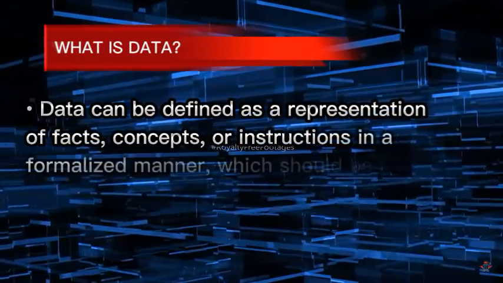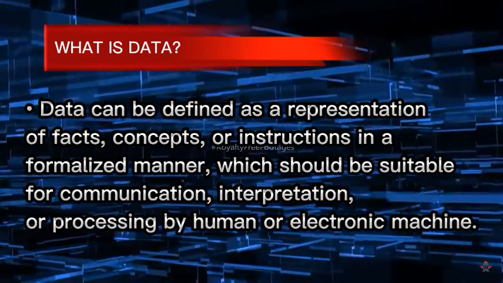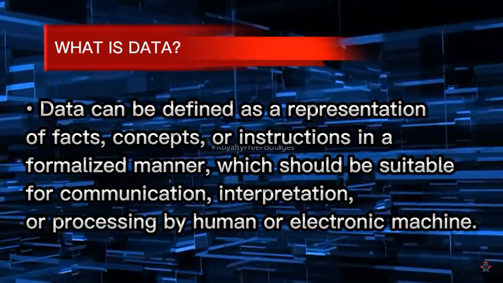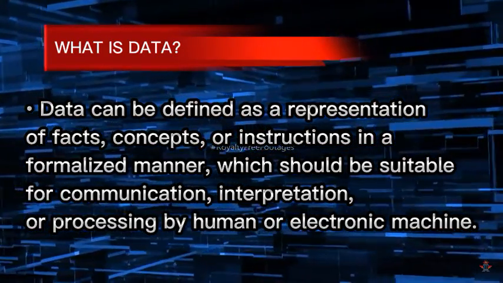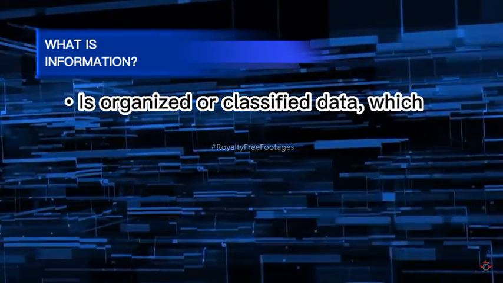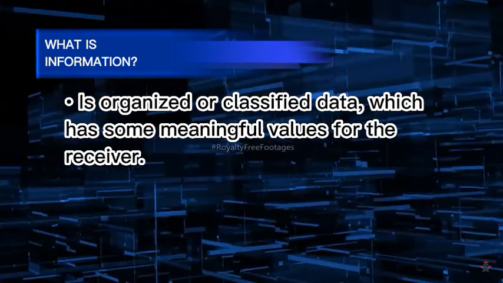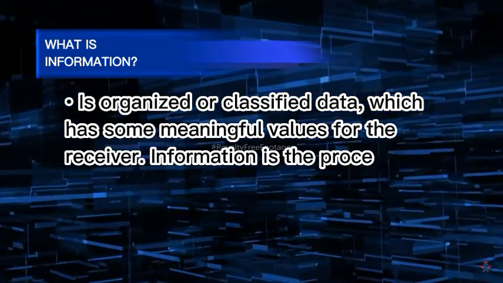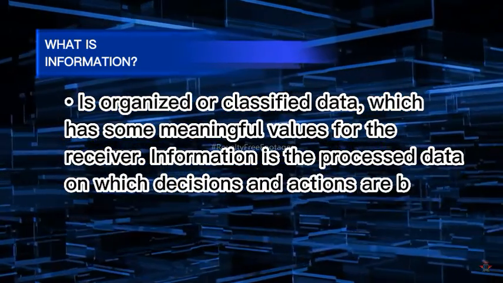What is data? Data can be defined as a representation of facts, concepts, or instructions in a formalized manner, which should be suitable for communication, interpretation, or processing by human or electronic machine. What is information? Information is organized or classified data which has some meaningful value for the receiver. Information is the processed data on which decisions and actions are based.